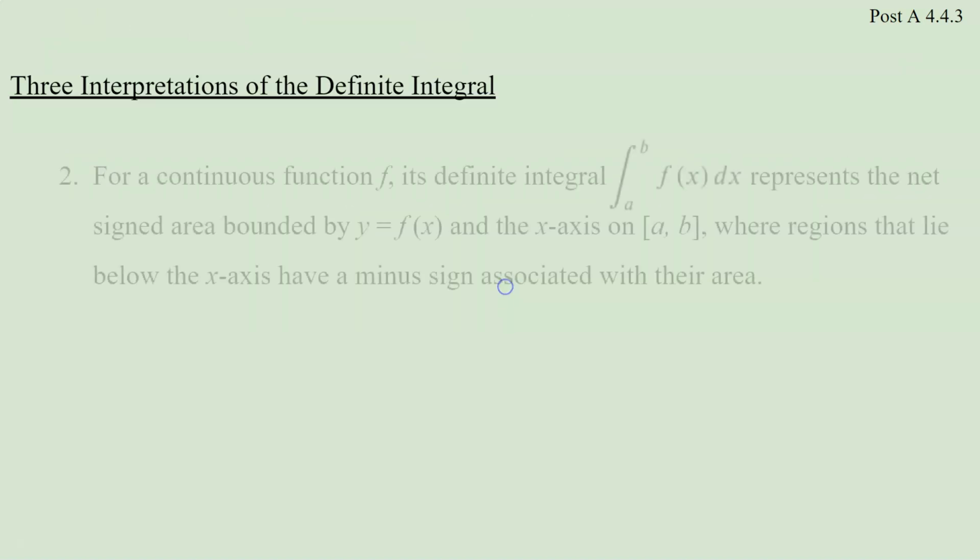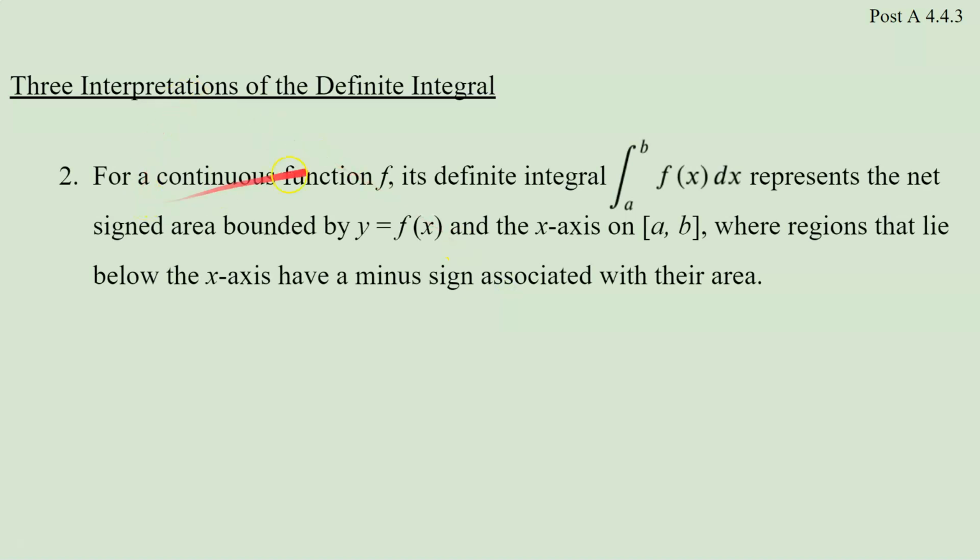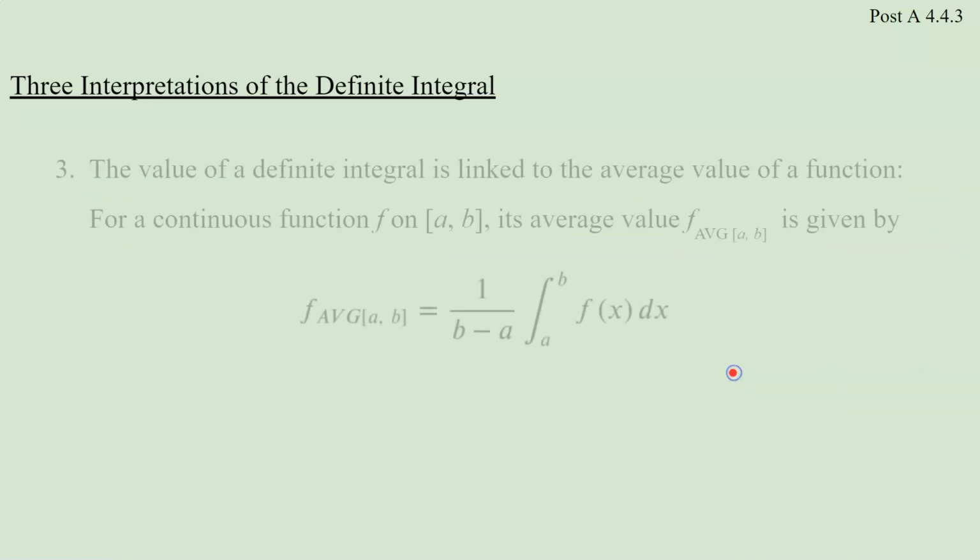Here's a second interpretation of the definite integral. If you have a continuous function, the definite integral from a to b of f of x dx represents the net signed area bounded by y equals f of x and the x-axis on the interval from a to b. There are going to be some regions that lie below the x-axis, and those regions have a minus sign associated with their area. Again, if that doesn't make sense at this point, you need to reach out to your teacher to get some clarification.